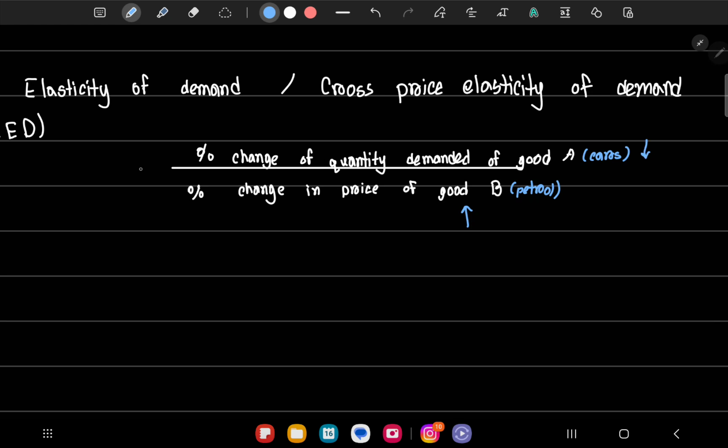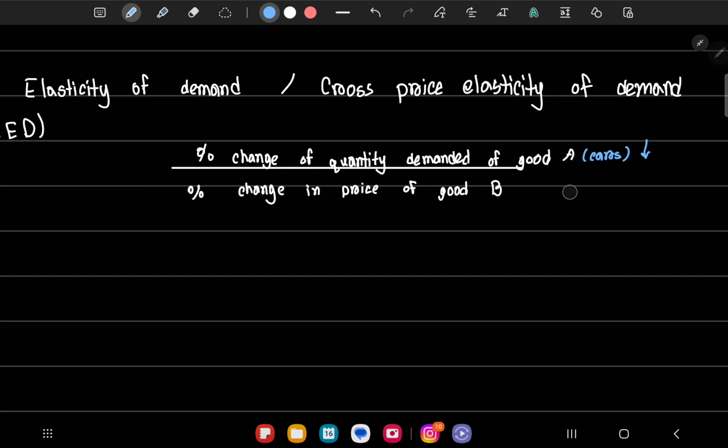So this will be a negative value because the numerator is negative, the denominator is positive. If one increases, the other decreases. This ratio is negative. So when it's negative, they are complementary goods. Petrol and cars are complements to each other.